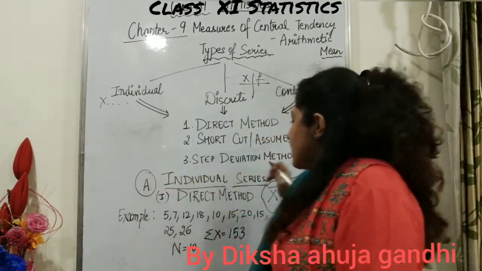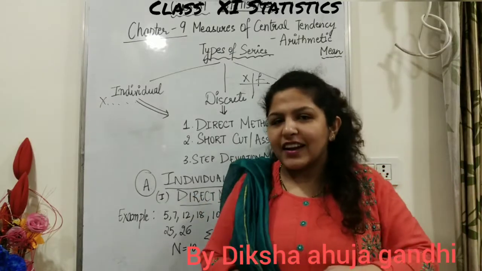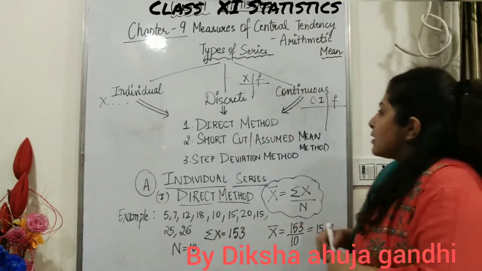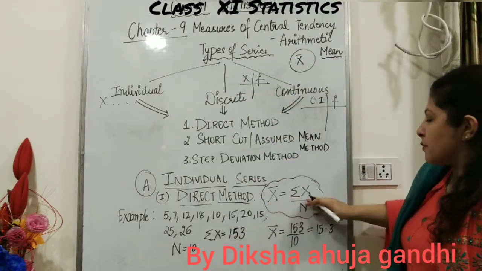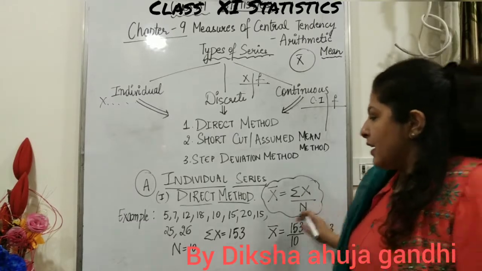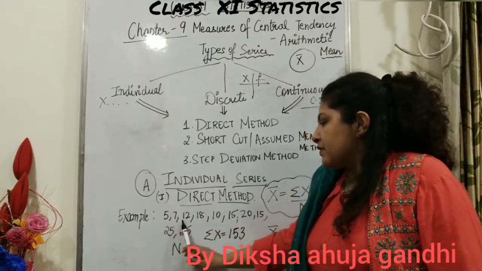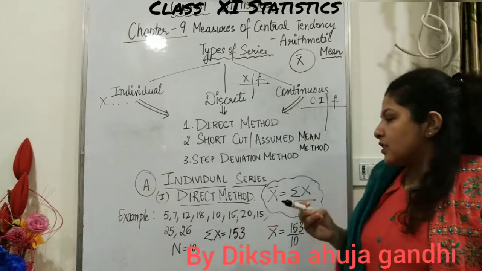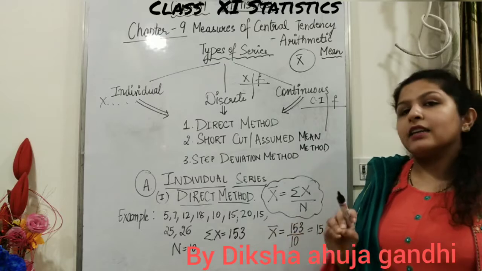Okay, so individual series, first method, direct method. This is your childhood formula which you used to do. The symbol of mean is x bar. You must know this. Sum of all observations upon the number of observations, that is summation x upon n. Let's say I have been given this example with the values 5, 7, 12, 18, 10, 15, 20, 15, 25, 26. These are just numbers given to us, so there are 10 numbers.